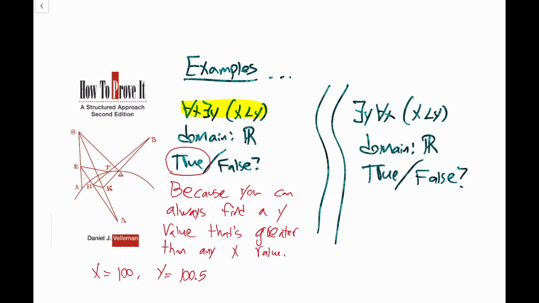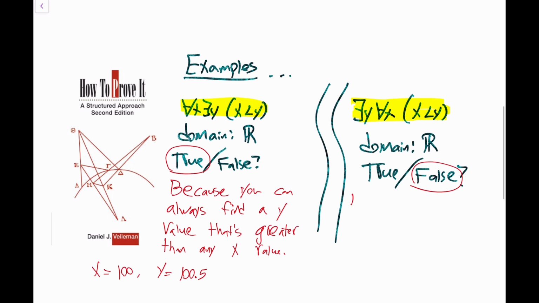On the other hand, what about this proposition? There exists a y such that for all x, x is less than y. In other words, there is some single y value that's going to be greater than any x value you pick, where both x and y are real numbers. Well, that's clearly false.